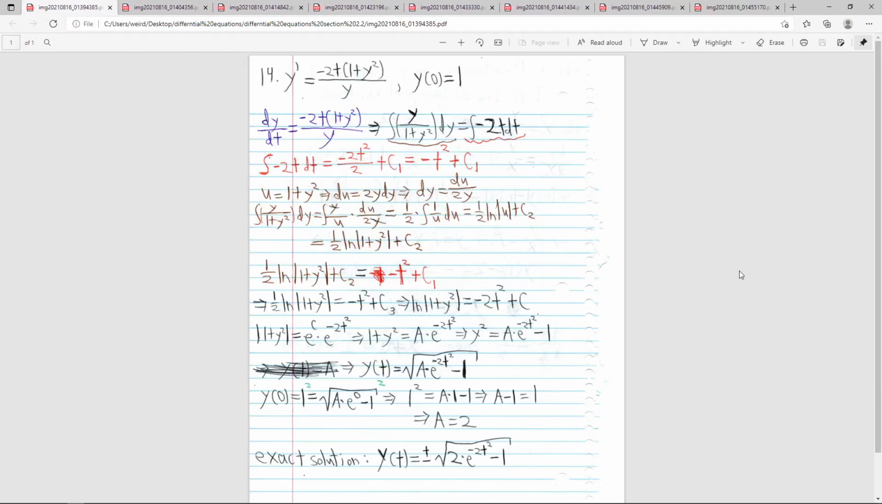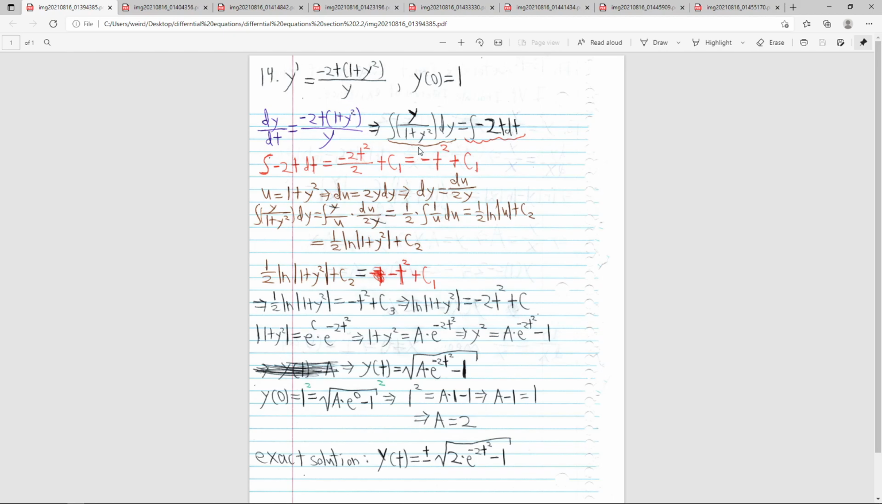Okay, now it's time for a little bit longer one. So y prime equals negative 2t times 1 plus y squared divided by y, and y of 0 equals 1. Very common to have an initial value problem. Use the variable equal to 0 as part of it, the independent variable, whether it be x or t or any other one. So dy dt. It is set up from the beginning like that.